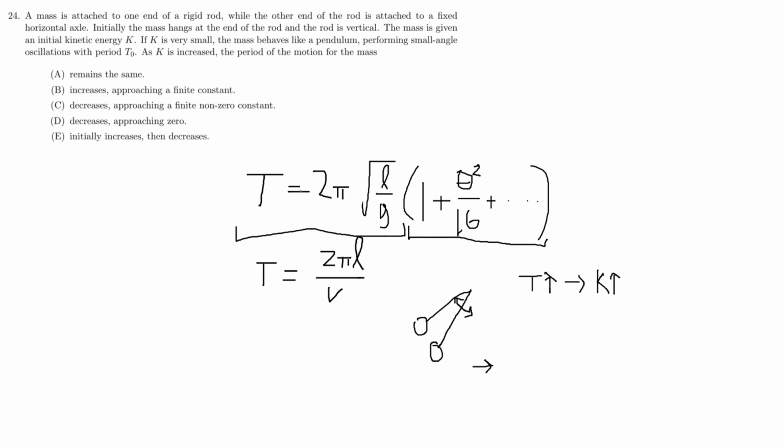But first, let's get rid of our choices, which is always a good thing to do if you're unsure about a problem. We know starting off for small kinetic energies, it definitely doesn't remain the same because it's the same as increasing the angle. It could be increasing and approaching a finite constant. It's not decreasing the whole time as the angle is going up. It's not decreasing, approaching zero. So it's either B or E. So you already have a good guess if you were actually taking the test and you don't know.